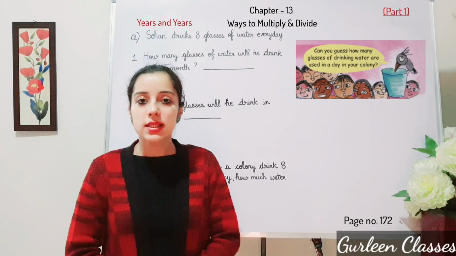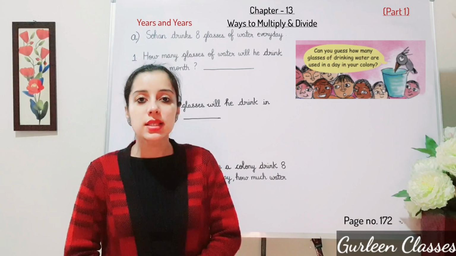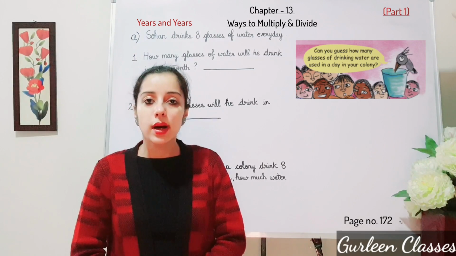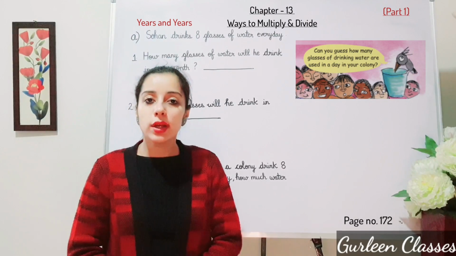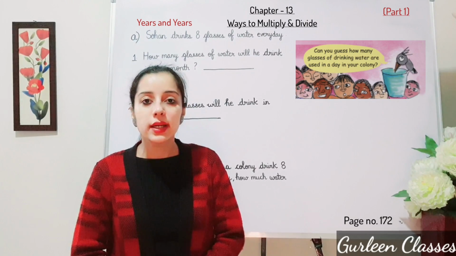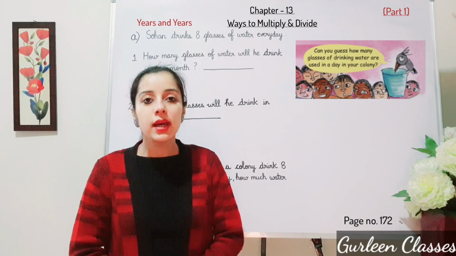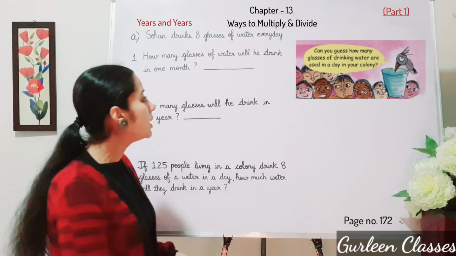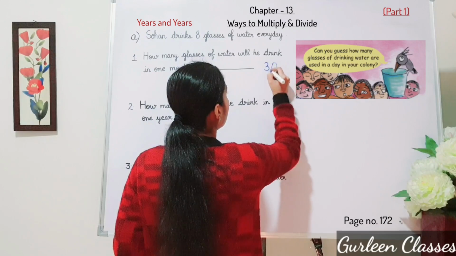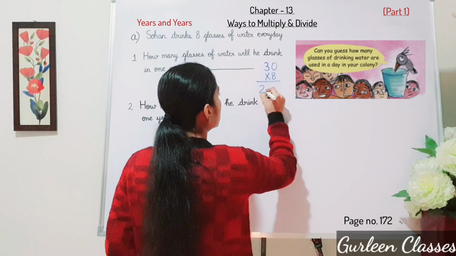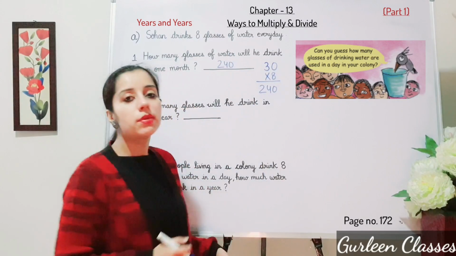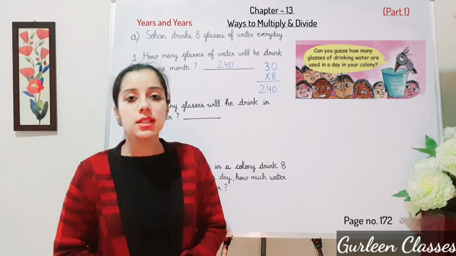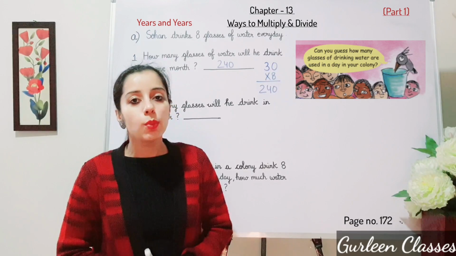Next topic. Sohan drinks 8 glasses of water every day. Number 1, how many glasses of water will he drink in 1 month? So we know that 1 month is equal to 30 days. So we will multiply 8 into 30. Let us multiply here, 30 into 8. That is 240. So write here 240. At last we will write, therefore, Sohan drinks 240 glasses of water in 1 month.